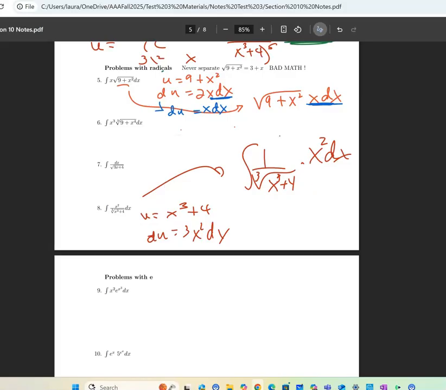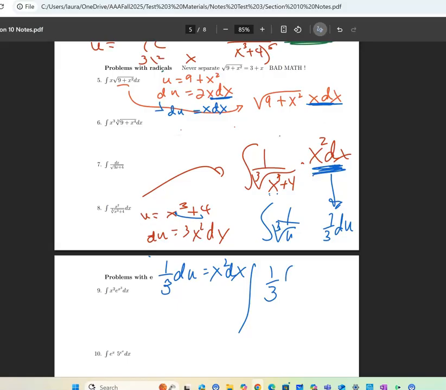Okay, so I'm looking to see how I can replace x squared dx with something. You see it right here. So it's 1/3 du is x squared dx. So 1/3 du. This is your u, and there it is. So 1 over the cube root of u. So let's take the time to pull the 1/3 on the outside.